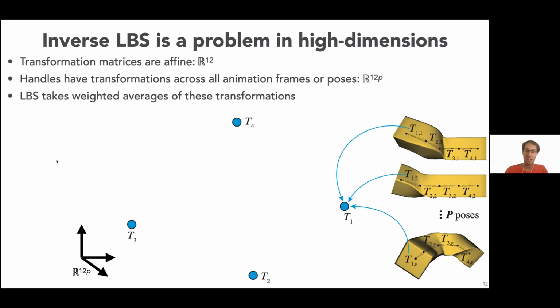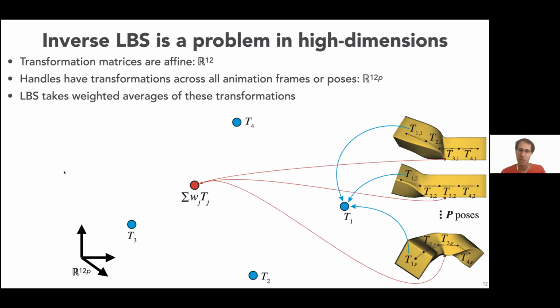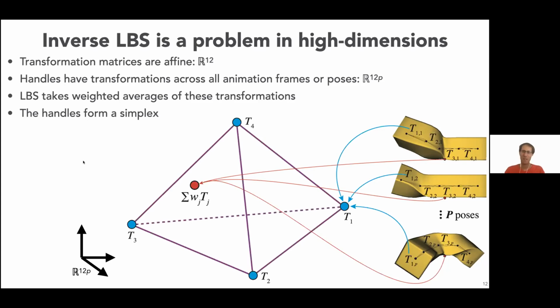Now, what we know is that linear blend skinning takes weighted averages of these transformations. So if we have 4 handles, then we have 4 points in 12p dimensional space, and the space of all possible transformations that we can apply at any position on this shape is a weighted average of these transformations. So to bring this together geometrically, the handles here are forming a simplex. We have 4 handles, so the weighted average, where the weights sum to 1 and are greater than 0, is a simplex. This is a tetrahedron in this case, because there are 4 of them. So it's a tetrahedron in 12p dimensional space.